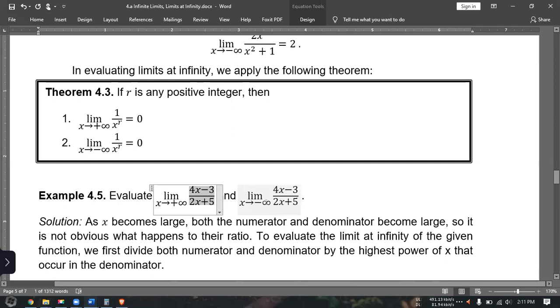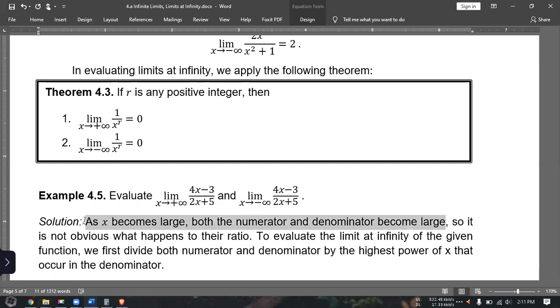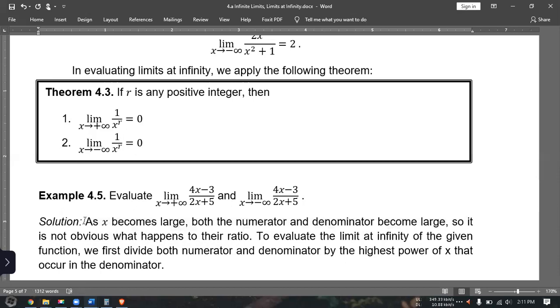Okay, solution. Let me read this. As x becomes large, both numerator and denominator become large. So, it is not obvious what happens to their ratio. To evaluate the limit at infinity of the given function, we first divide. This is the added procedure. First, divide both numerator and denominator by the highest power of x that occurs in the denominator. Take note of this.